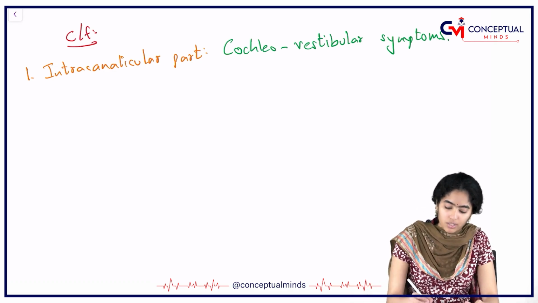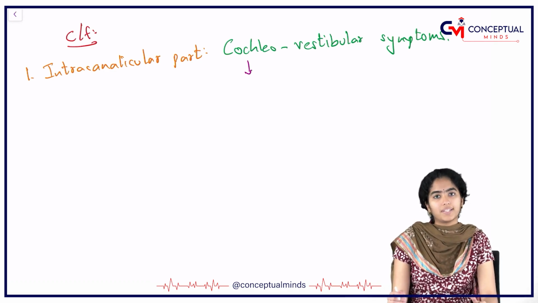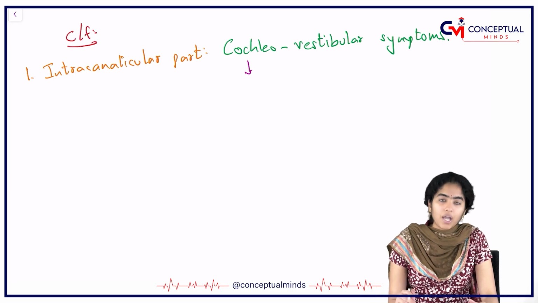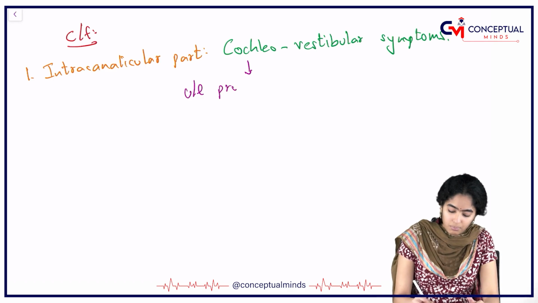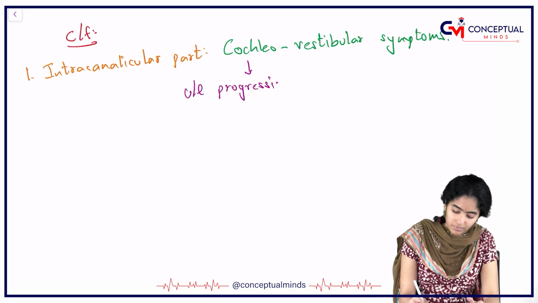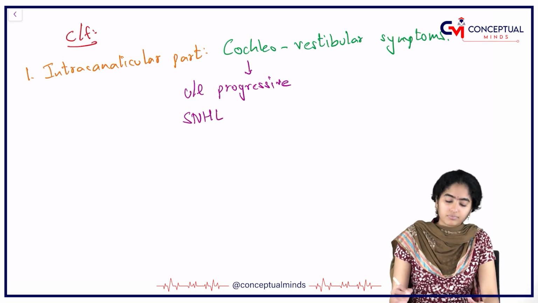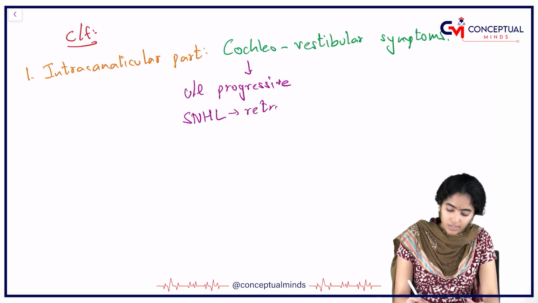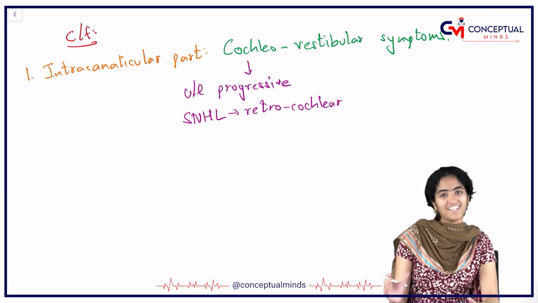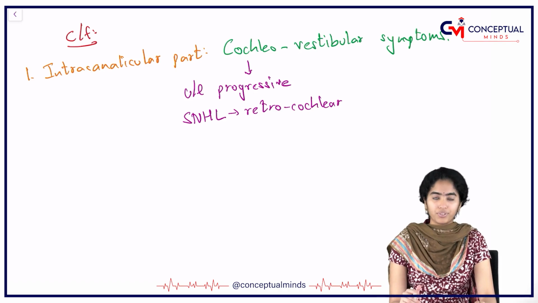What happens when the cochlear nerve is affected? It is responsible for hearing. So the patient experiences hearing loss. What type of hearing loss is it? It is unilateral, progressive, sensorineural hearing loss. In sensorineural also, it is retrocochlear type, because the problem is in the 8th nerve. The cochlea is absolutely fine. So it is retrocochlear type of hearing loss.